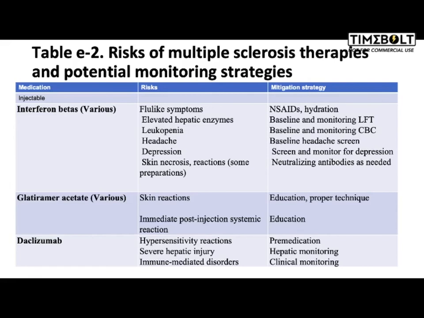Sometimes patients develop antibodies against the beta interferon, so antibodies should be checked regularly. If they are produced, then patients should be switched over to another therapy. Glatiramer acetate develops skin reactions and immediate post-injection systemic reaction, chest tightness, flushing, tachycardia, for which the patient requires counseling.